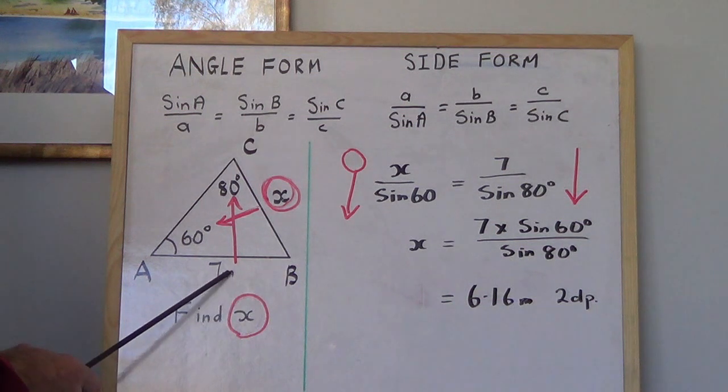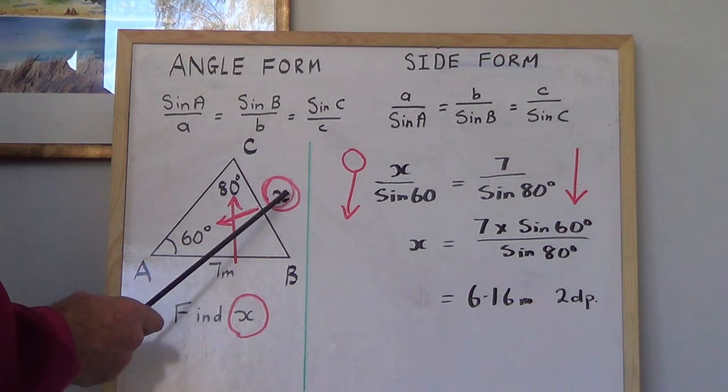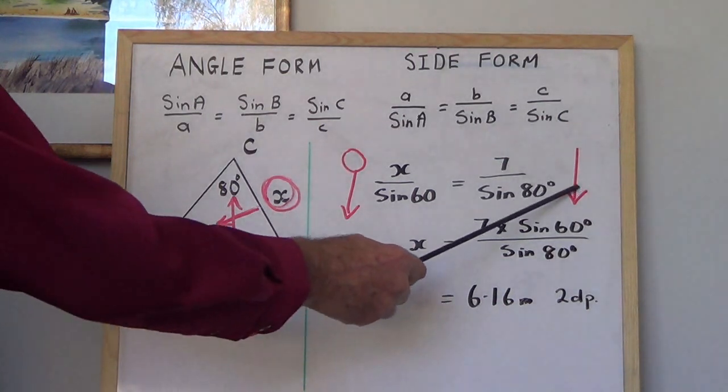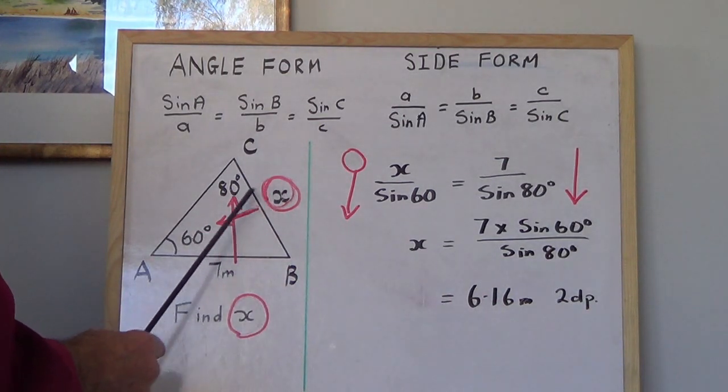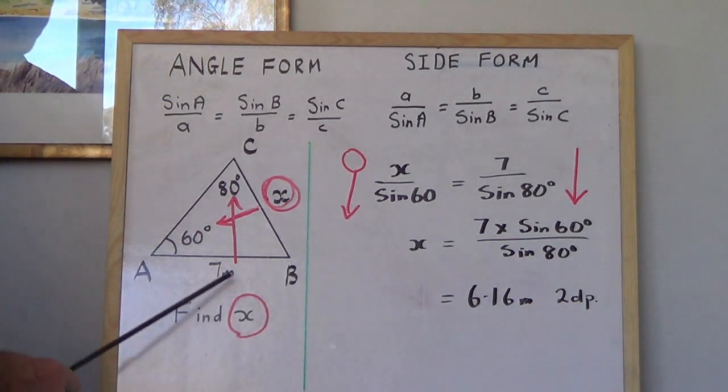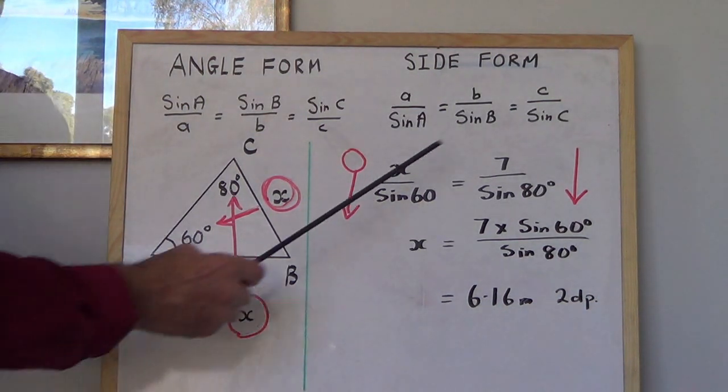Oh wait a minute, no, here's the x here. Got confused for a moment. I was thinking about that one there. We'll do this one first. There's x there, there's 60. So you've got x over sine 60 equals, here's the other arrow, at the top you've got 7, and then you've got sine 80.